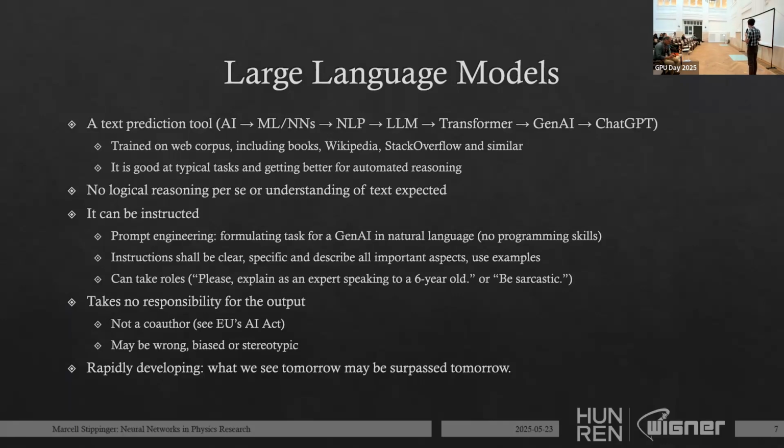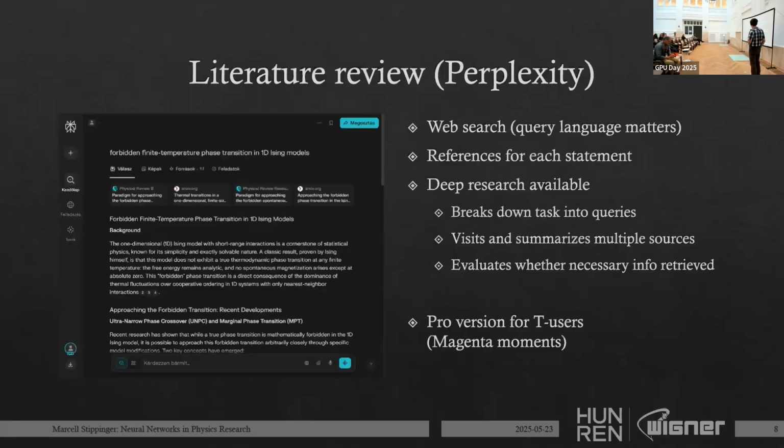But again, from the legal point of view, they cannot be a co-author because they cannot take responsibility. They are just a tool in our research. And they are so rapidly developing that whatever we see today may be not relevant tomorrow. They can surpass it. Some examples for those systems are used in literature review.